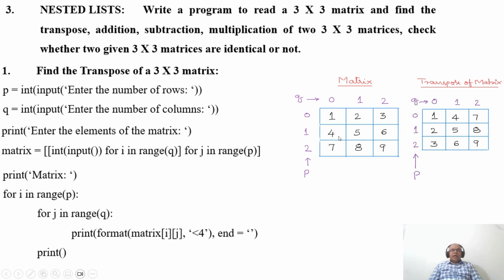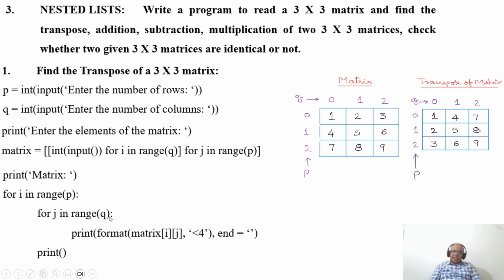Once you do that, I need to print. How to give the print? Print matrix, for i in range P. P is the rows, so this is a row and this is the column. For i in range P, for j in range Q, what is matrix of ij? Range 3 means 0, 1, 2. Initially i is equal to 0, 0 is less than 3, yes, the condition is true, then it enters the inner loop.